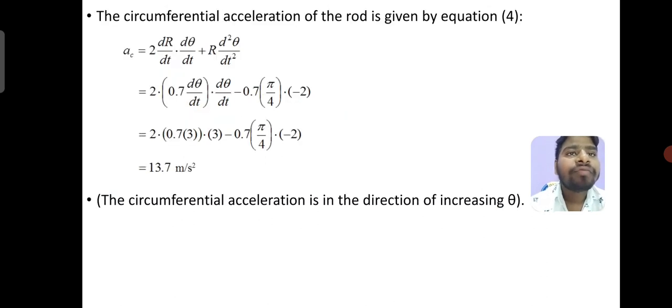The circumferential acceleration of the rod is given by equation 4. Ac equal to 2 dr by dt d theta by dt plus r d square theta by dt square. By substituting the values, we will get 13.7 meters per second square. The circumferential acceleration is in the direction of increasing theta.